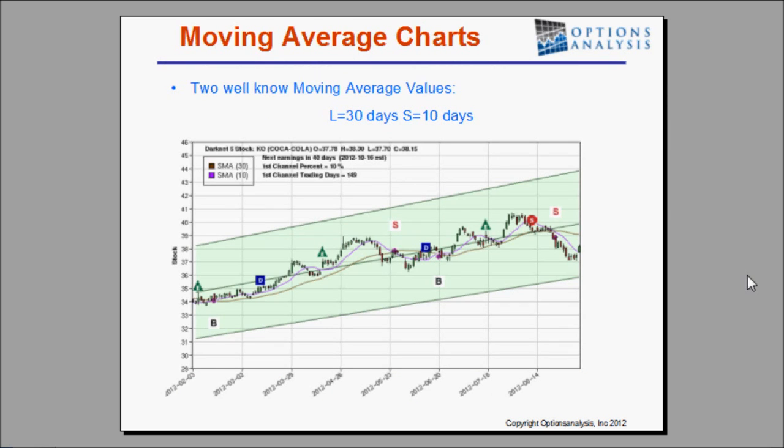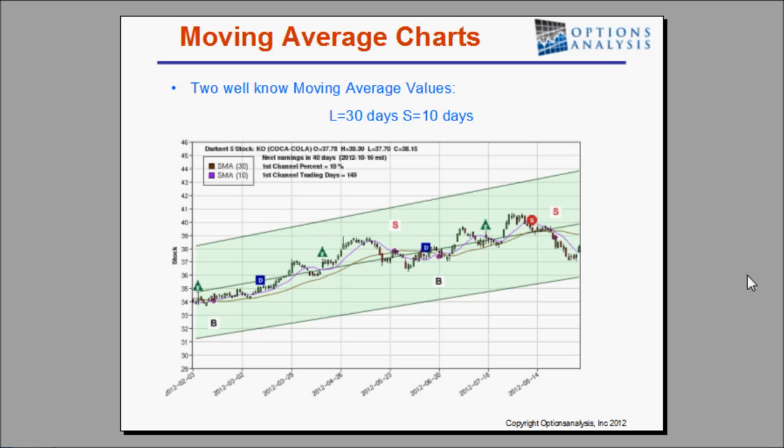The moving average crossover trading technology is very well known. It's actually used by many people to help them make decisions about when to enter and when to exit stocks. And there are some well-known values for the long and short days. One of them that's used in options trading is to use 10 days for the short days and 30 days for the long days.